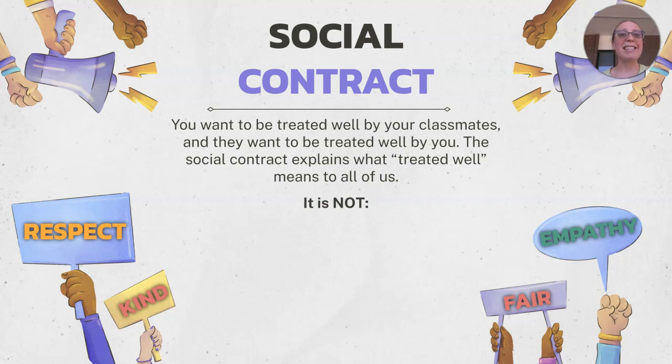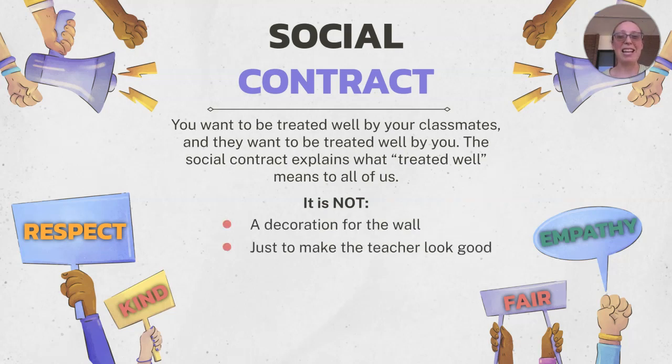The social contract is not a decoration on the wall, not just to look good. It's not just to make me look good for Mr. Stubbs. There's lots of stuff Mr. Stubbs might like to see on my wall that might not make it there if there's something else more important. The social contract is not just a decoration to make me look good. It is not something that only I care about.